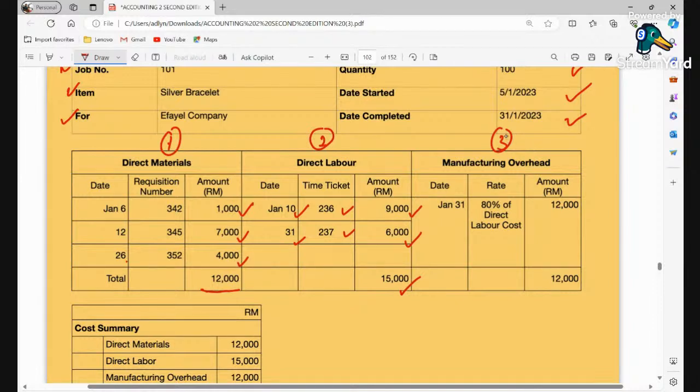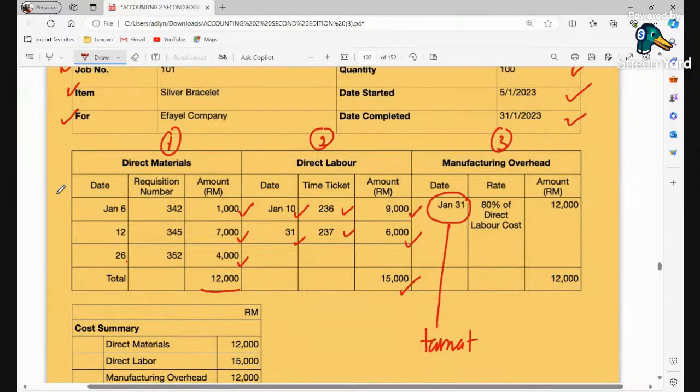Okay, manufacturing overhead ni tarikh dia adalah tarikh kerja selesai atau tamat. Okay, you baca balik soalan. Dia kata expected to be completed on the 31st of January. So untuk kira manufacturing overhead, the date will be 31st January. Jangan letak nombor pelik-pelik ya. Tarikh dia ialah tarikh tamat ataupun selesai kerja, bukan tarikh mula.